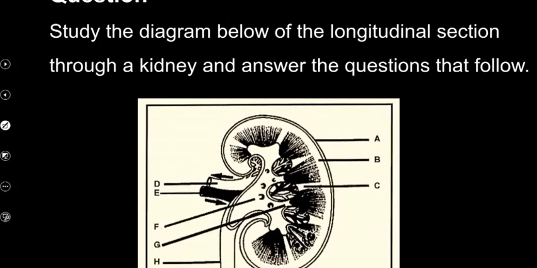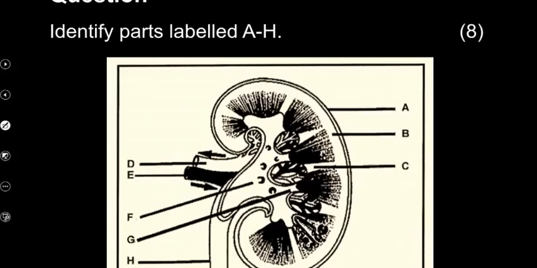And as I said, have a look at the question that I've put on the board for you. As soon as you see it, it's the macroscopic structure. It says to you, study the diagram below of the longitudinal section through a kidney and answer the questions that follow. Now, if we look at our very first question, 8 marks. 8 marks is quite a lot, and all they want you to do is to label it. As I said to you, when we label it, you must know the macroscopic structure of the kidney. You must be able to label it.